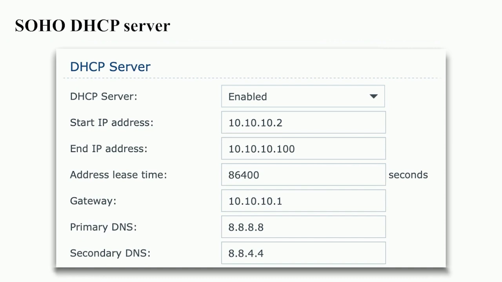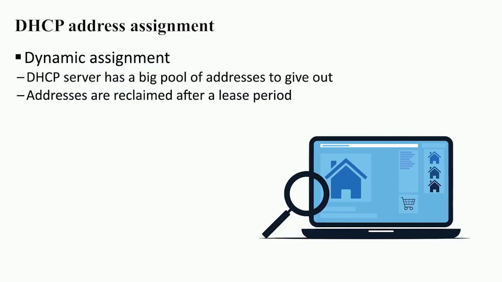For most devices that connect to a network and receive an address, they are receiving a dynamic assignment. This means they can receive any IP address from the large pool of IP addresses we configured earlier. After your lease expires, these addresses will be available to others connected to the network.